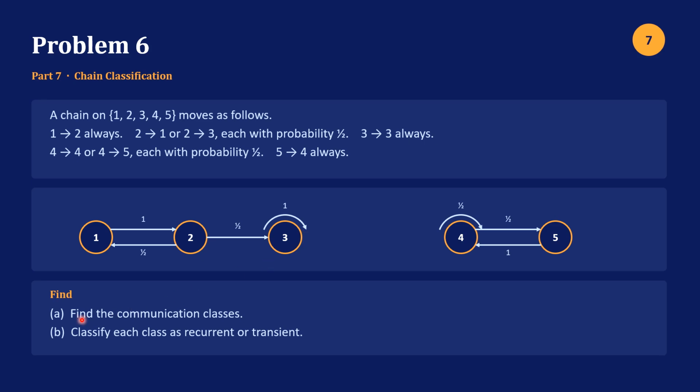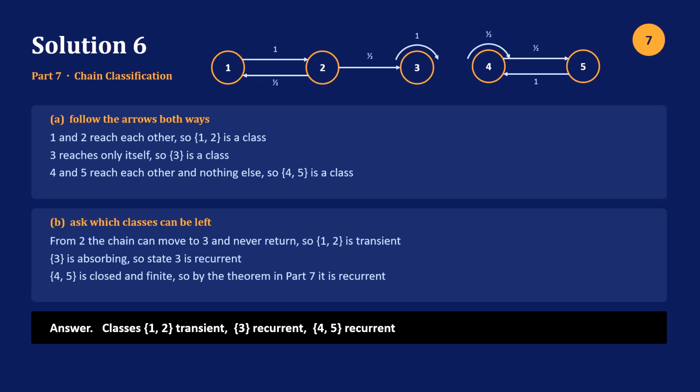Okay, so the questions are: find the communication classes, and classify each class as recurrent or transient. I copied our diagram from the previous slide. You might be tempted to say there are just 2 classes here. However, that's not correct, because 3 is an absorbing state. So this is a class in itself. Once you go here, you can't come out of it.